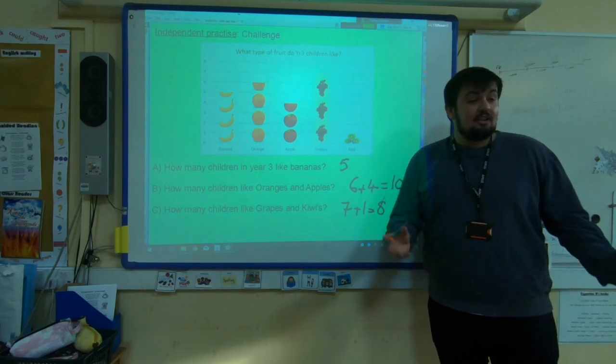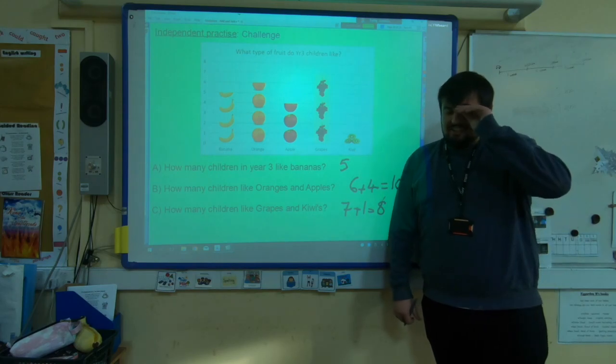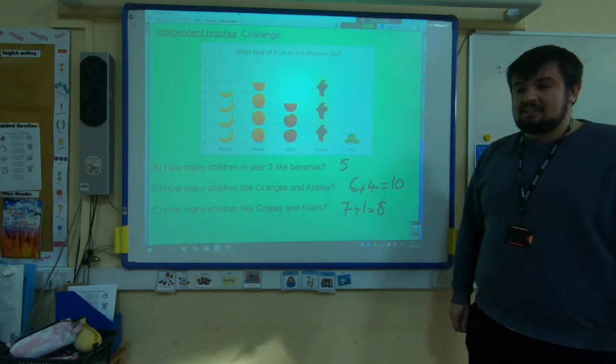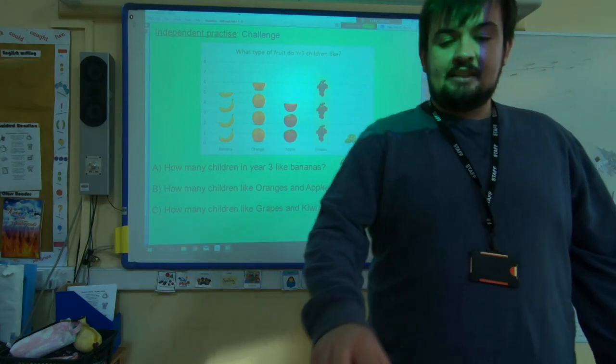Could I ask you to start packing away? Those graph sheets, the ones with the charts on, you just place them in front of your desk. You don't need to stick them in. Well done, everyone. Really good work. And well done to those children at home as well. Fantastic work.